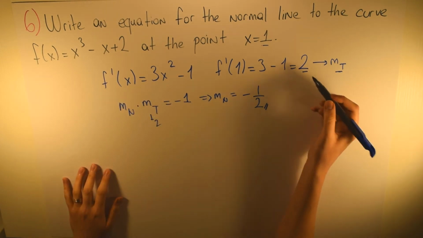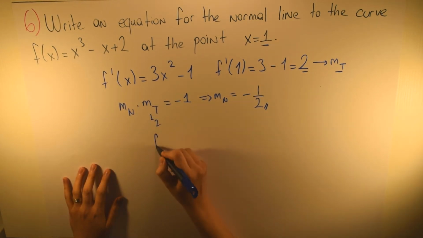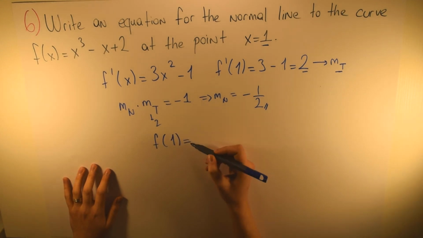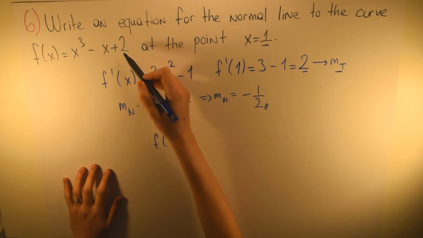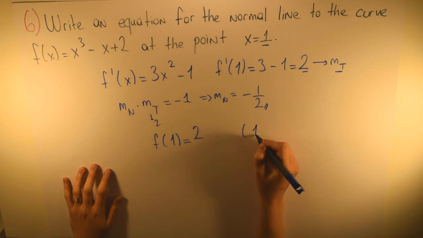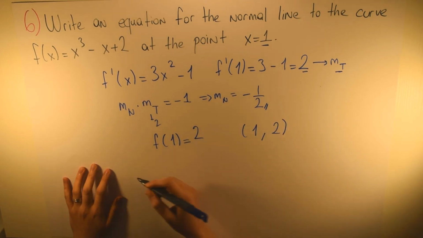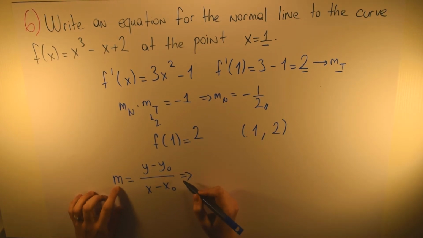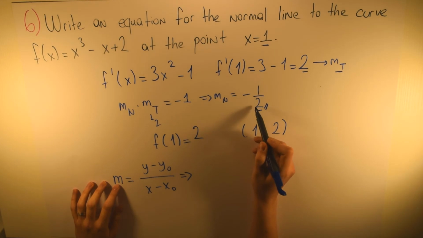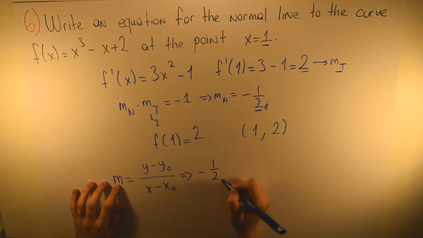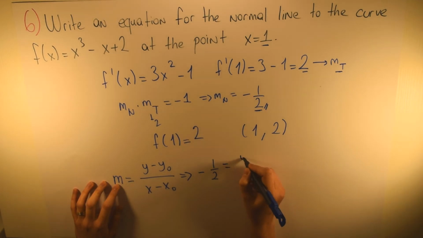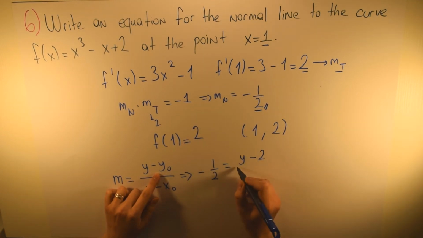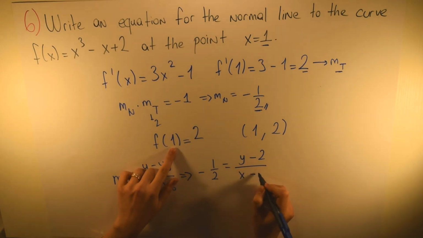Let's do that. I know that x is equal to 1. So when x is equal to 1, our y value is equal to 1 cubed minus 1, which is 0, plus 2, which is 2, right? So when x is equal to 1, y is equal to 2. So what was the slope formula? It is m is equal to y minus y0 over x minus x0. I know the value of the slope, which is equal to minus 1 over 2. So minus 1 over 2 is equal to y minus 2 over x minus 1, right?